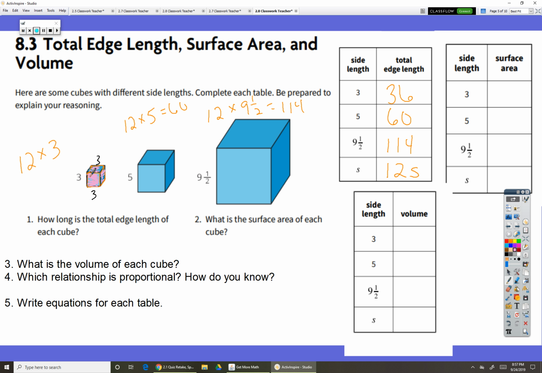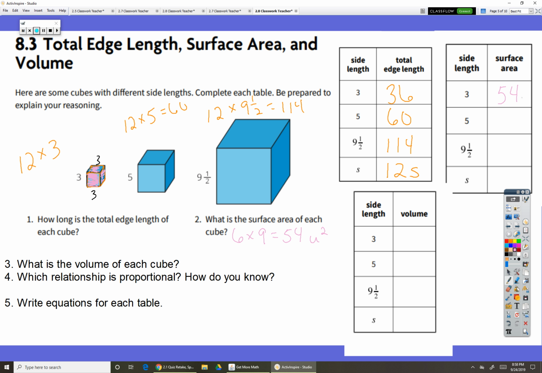The area of one face, if the face is 3 by 3, then the area of each face is 9 square units. We have 6 faces, so 6 times 9 gives us an area of 54 square units. I'm not going to put square units over here every time. I'm just going to say 54.